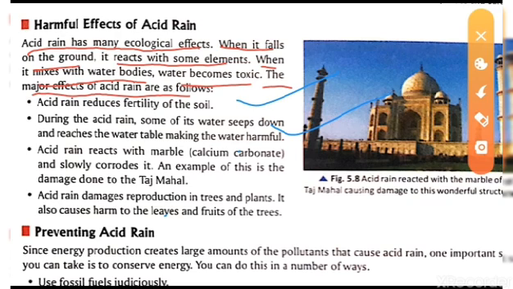Now the last one we have: acid rain damages reproduction in trees and plants. It also causes harm to the leaves and the fruits. If there is a plant and the acid rain is raining, it will hamper the fruits, the leaves, and also the reproductive power of that tree.